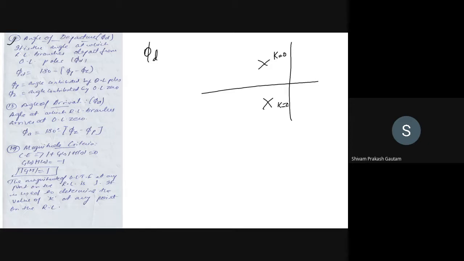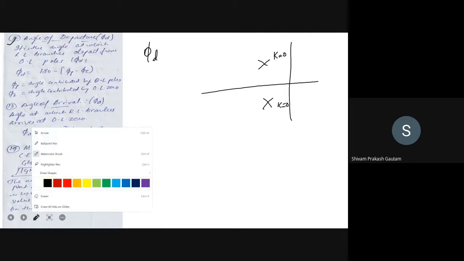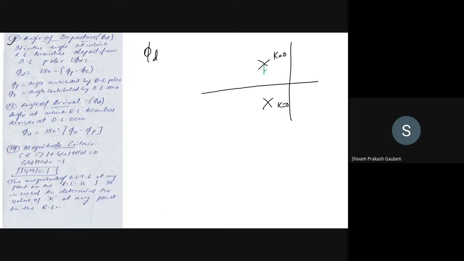And from poles the root locus branches originate, right? So a root locus branch can originate from this pole in infinite directions. It can go like this, like this, like this. Many directions can be there, right? I'm not drawing it for this pole because it will be just the mirror image of the top one, as we have already discussed in step number 3, that root locus is symmetrical about the real axis. Now in which direction the root locus branches will go from this pole will be given by the angle of departure, right? That is why we calculate the angle of departure, and the angle of departure is given by phi d is equal to 180 degree minus phi p minus phi z.